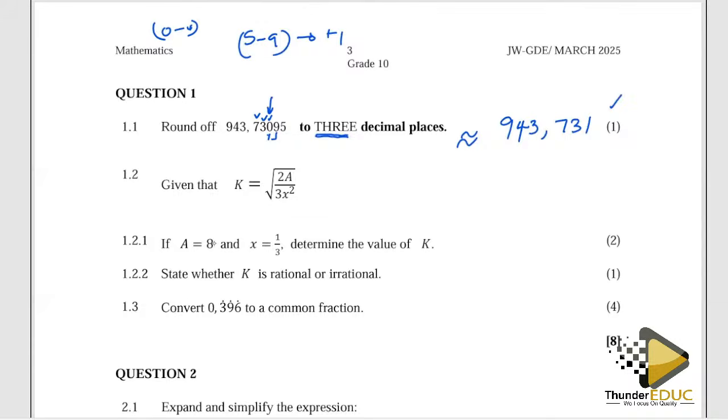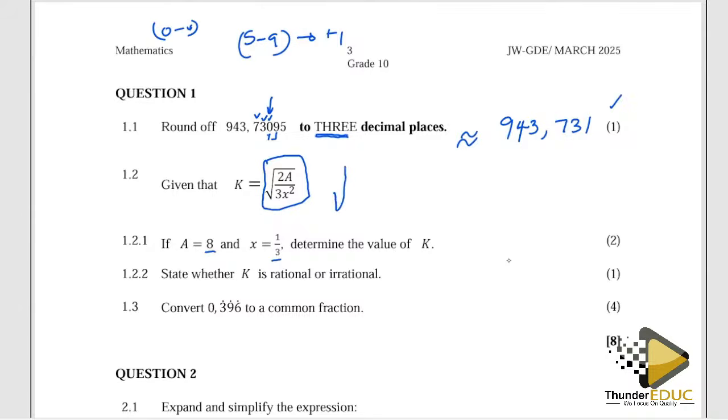Okay, then 1.2, telling us if we're given that k is equivalent to the square root of 2a over 3x squared. And then they're telling us that if a is 8 and x is a third, can we determine the value of k? Now remember, k is being represented by this entire thing on the right-hand side of the equal sign. So what we need to do is just substitute 8 for a, and for x, we replace it with 1 over 3.